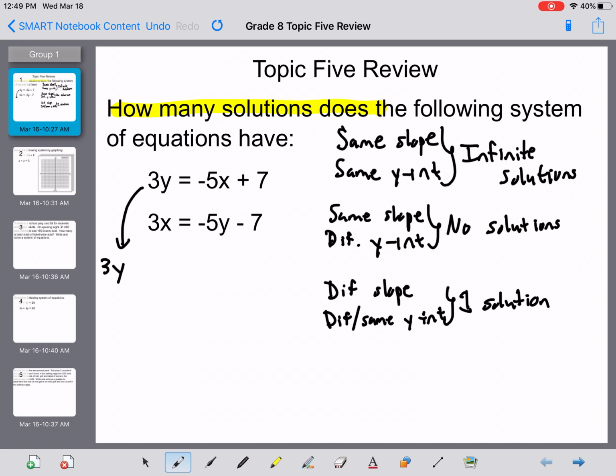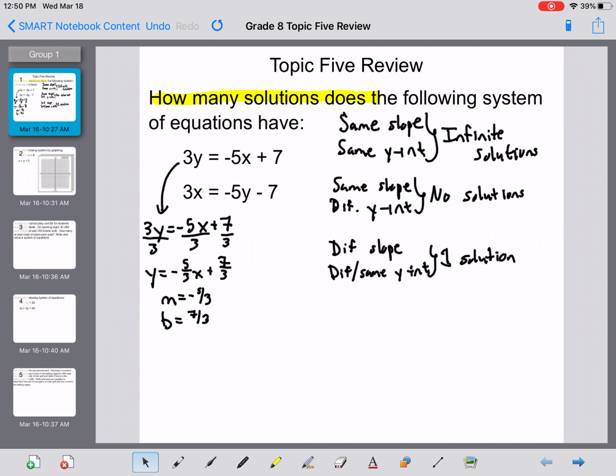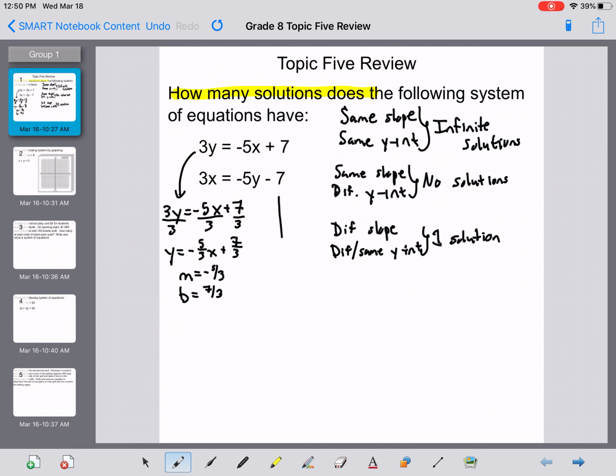My first equation, I have 3y equals negative 5x plus 7. I need to get this to be y equals, so I'm going to divide every term by 3. When I do that, I have y equals negative 5 over 3x plus 7 over 3. My slope is negative 5 over 3, and my y-intercept is 7 over 3. Since I'm just comparing them to the other equation, the exact number does not matter.